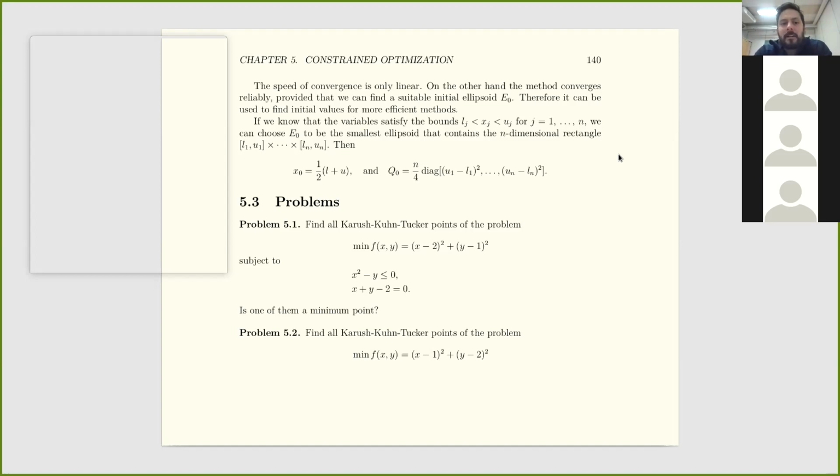But given that we have a good strategy for choosing the original ellipsoid and we run it for some number of steps that we're satisfied with, we can narrow down the region where we find the minimum. And then when we've narrowed that region down, we have a good starting point for, let's say, Newton method or quasi-Newton method or something like this. So this works pretty well then.